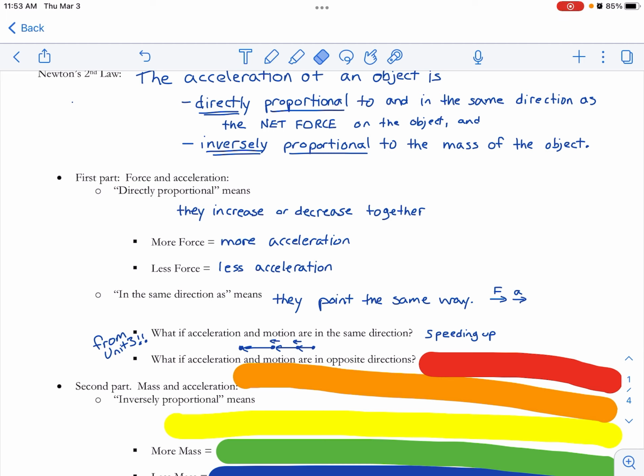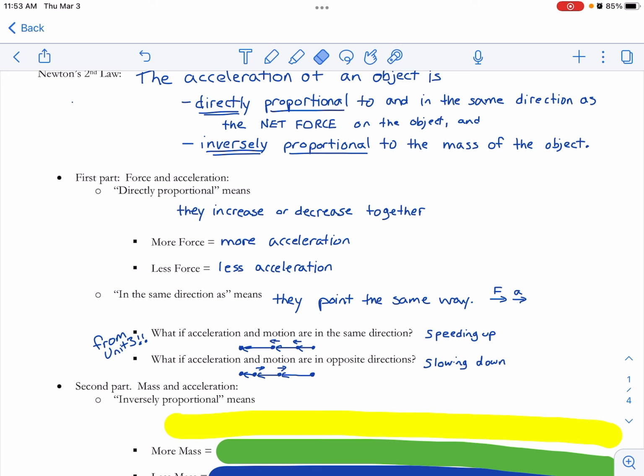Now if they're in opposite directions, do you remember what that looked like? Here's one, this orange line here. That object is moving to the left, but the acceleration is to the right. When they're in opposite directions, that means that the object is slowing down, okay?